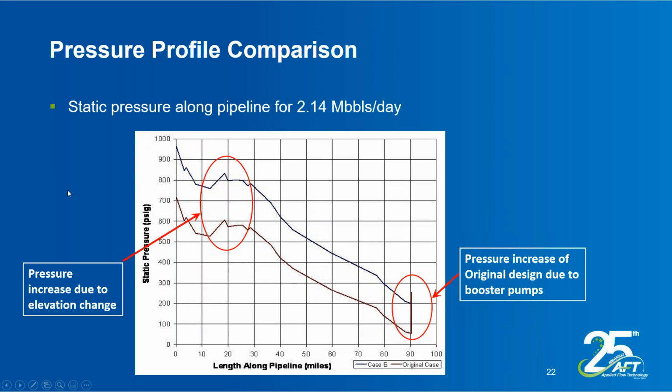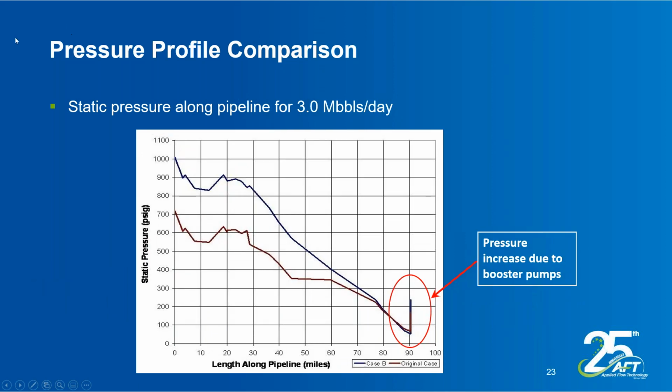However, when they considered the case for 10 years down the road at higher flow capacities, you can certainly see how both the original case and the new case drop below those reinjection pressures. And so this is where booster pumps are needed to help raise those pressures back up for injection purposes at a higher flow. Higher flow means higher pressure loss, so this is steeper than the original pipeline was in terms of the pressure loss.